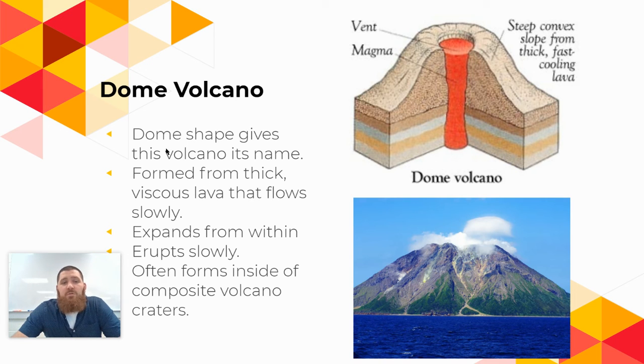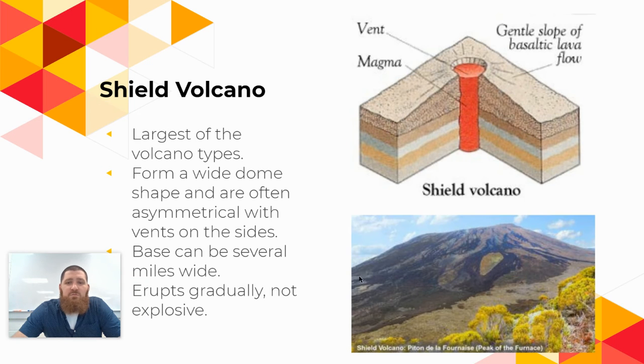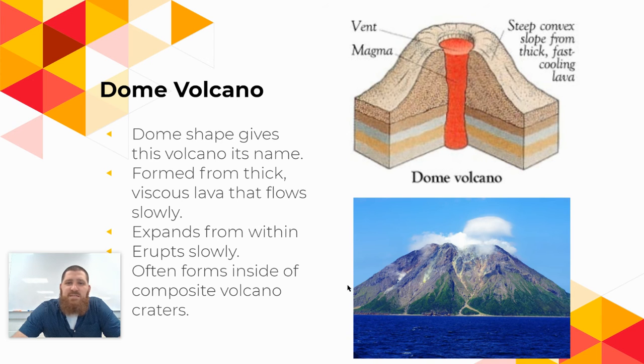Dome volcanoes. Their giant dome shape gives the volcano its name. Our shield volcano had a dome shape, but it was more gradual. These are a little bit more steep. Formed from thick, viscous lava that flows very slowly, it expands from within. So rather than having a giant fiery eruption, these build outwards. These erupt slowly, and often form inside of a composite volcano crater, so these will often form inside of another volcano.